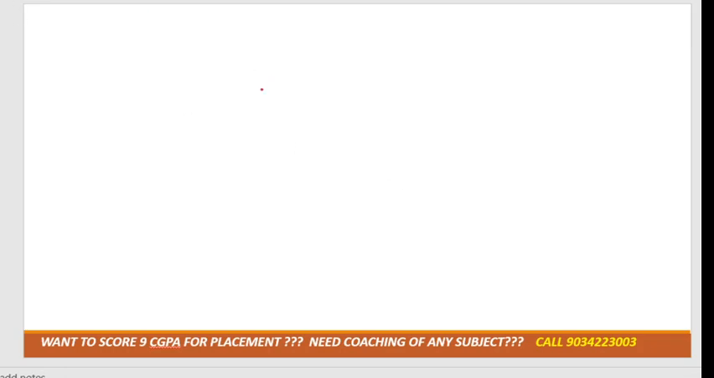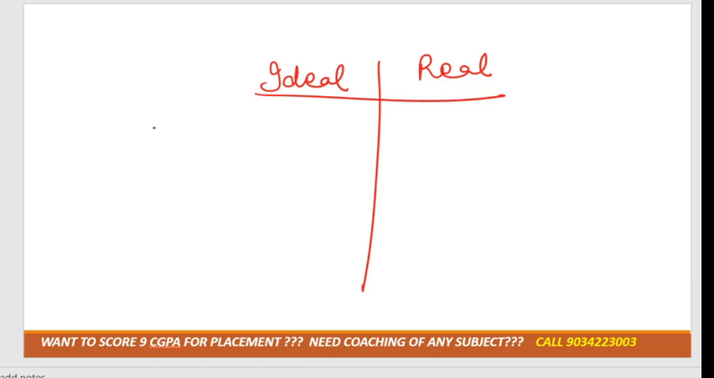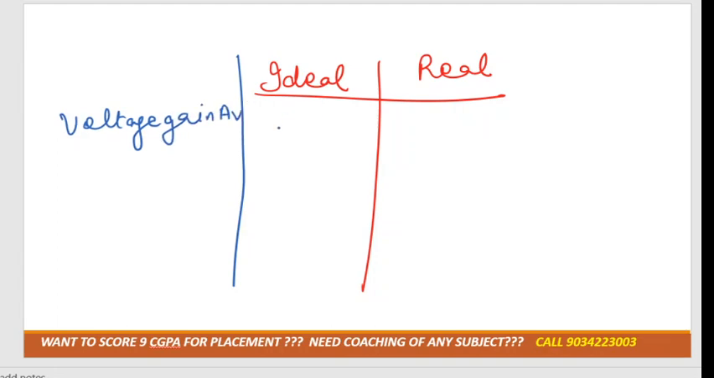Next we should know about the characteristics for the ideal opamp and the characteristics for the real opamp. Okay, for every parameter it is different. If we consider the voltage gain, as you know voltage gain is denoted by AV. For ideal it is infinite and for real it is 10000.